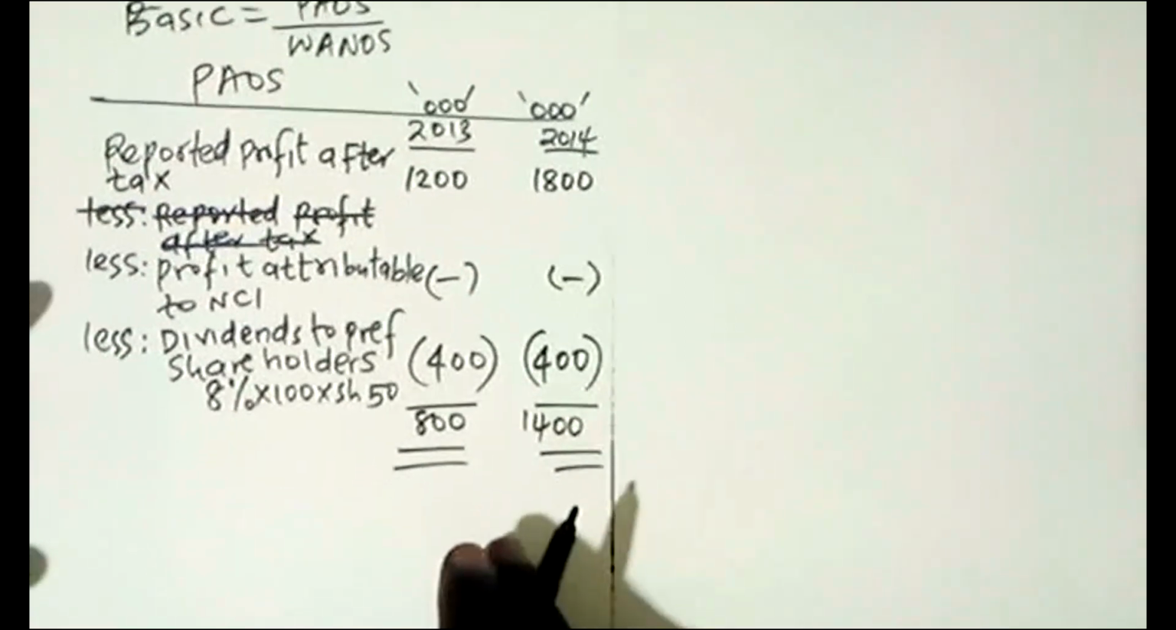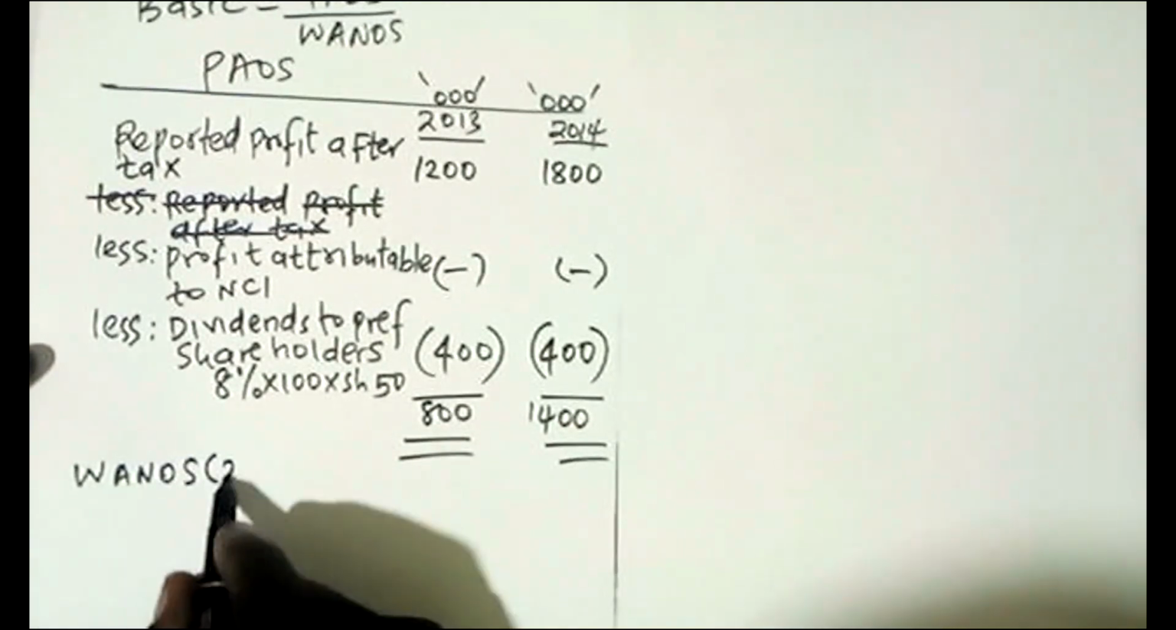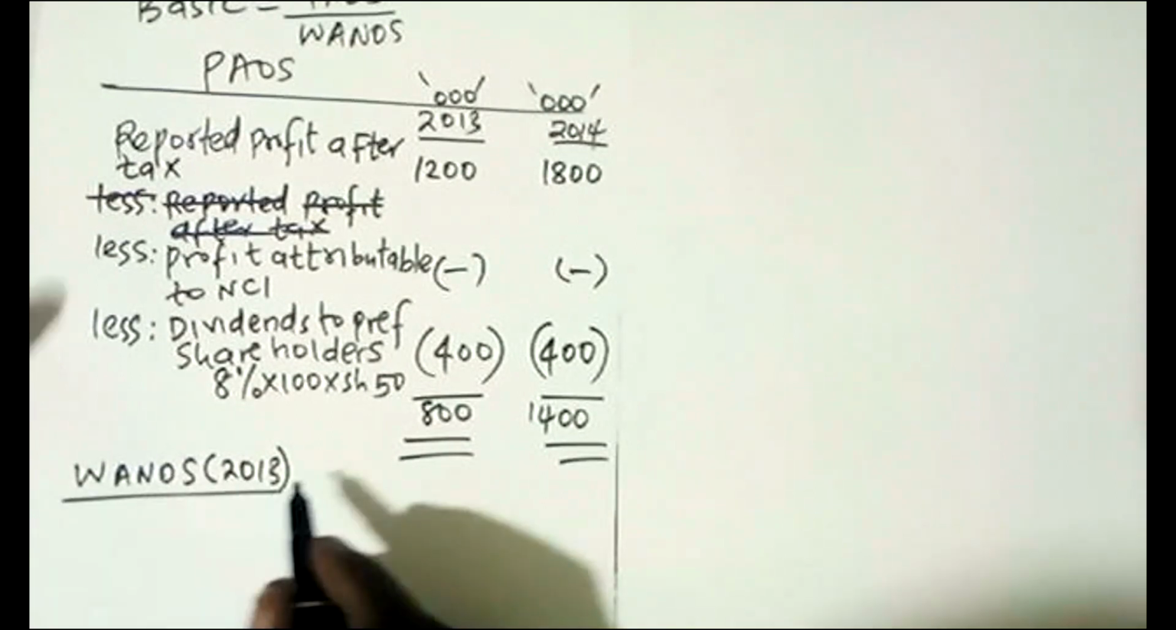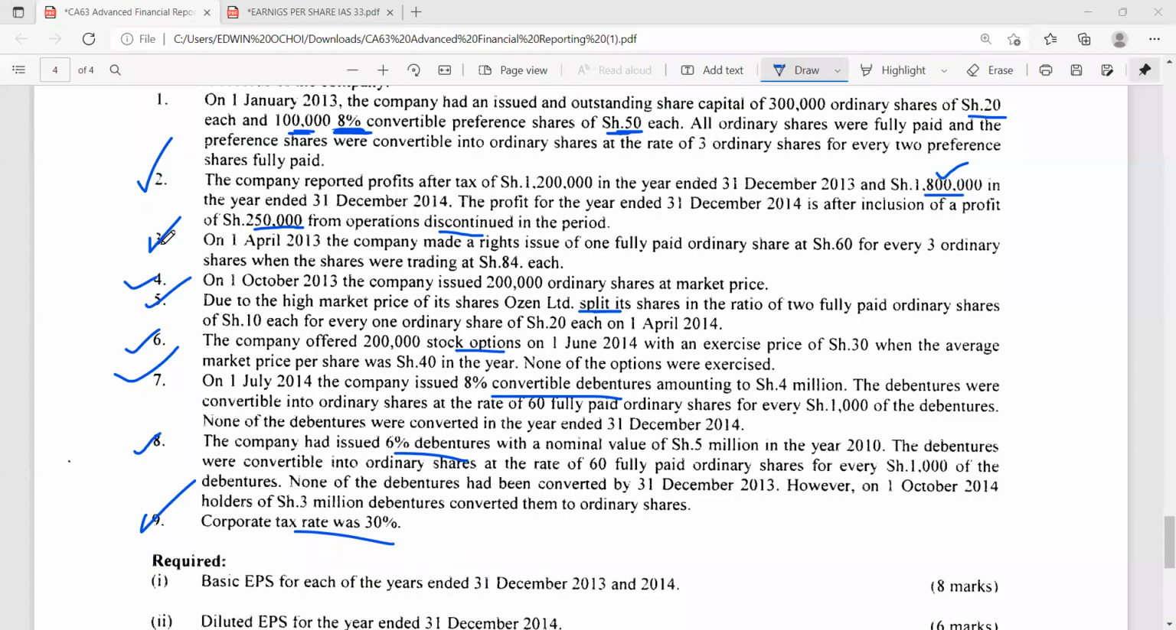Let us go ahead and do the weighted average number of ordinary shares. The one-offs 2013 first. When you are doing the one-offs, you need to be careful by checking what you have in the question. Do you have a right issue in that 2013? Do you have a share split? Do you have a reverse split or a bonus issue? In our question in the year 2013, in additional information number 3, as at April 2013, there was a right issue.